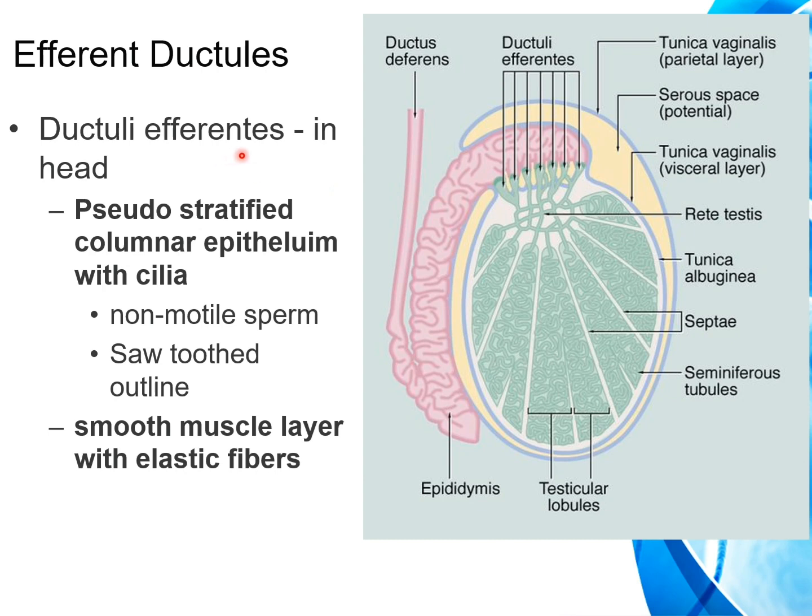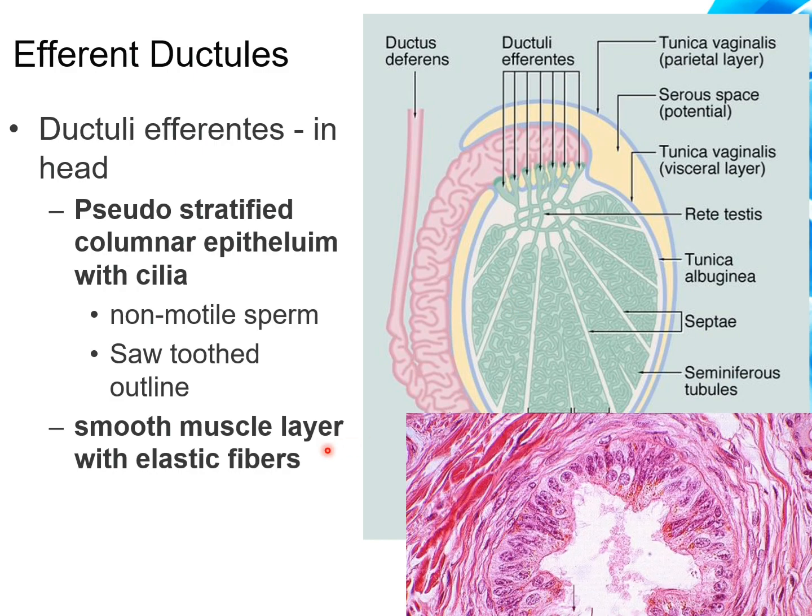The ductuli efferentes in the head region are lined by pseudostratified columnar epithelium with cilia. As the sperms here are non-motile, this ciliated epithelium helps these cells to move from the area of the efferent ductules and enter into the head of the epididymis. The lining epithelium in this area is pseudostratified columnar, and it is covered by a smooth muscle cell layer.